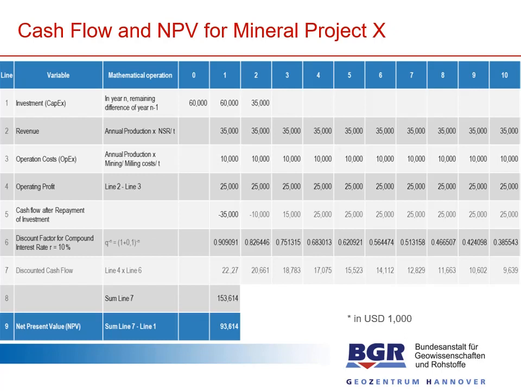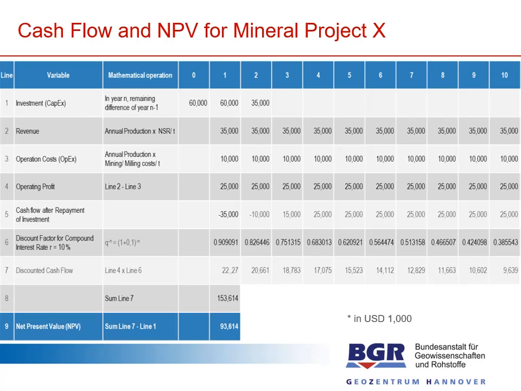You have an operating profit of 25 million every year, and then you have to subtract the investment first, and then you have a resulting cash flow. You can see on the line below that you have to apply the discount factor for a discount rate of 10%. You can see after 10 years you do not add 25 million to the net present value, but only 9.6 million. And on the last line you can see the net present value, that is the sum of line 7 minus 60 million, 93.6 million in total.